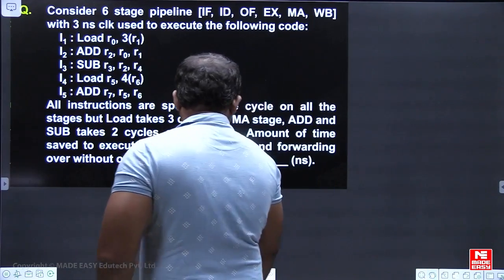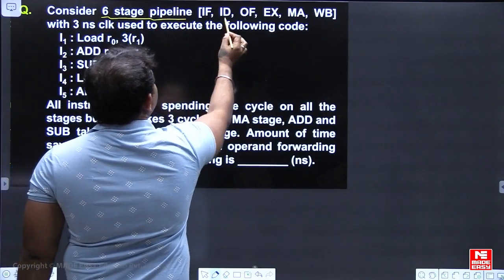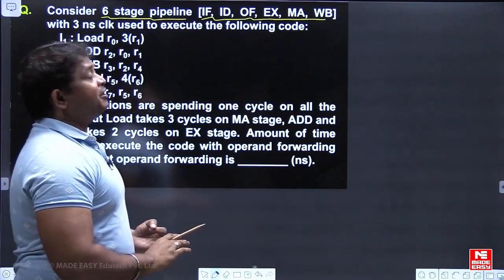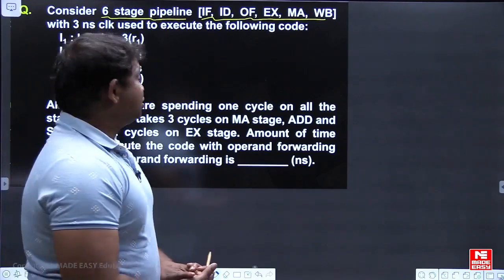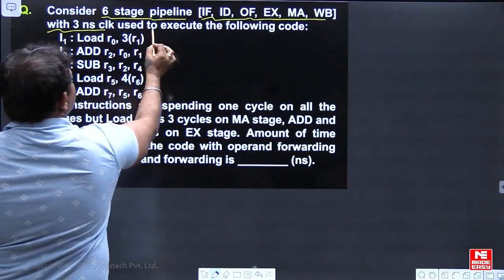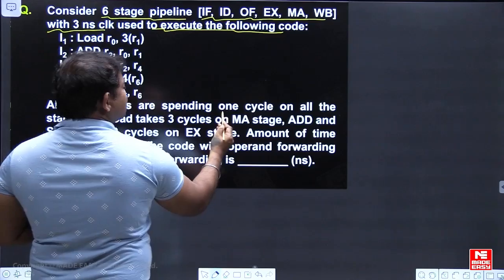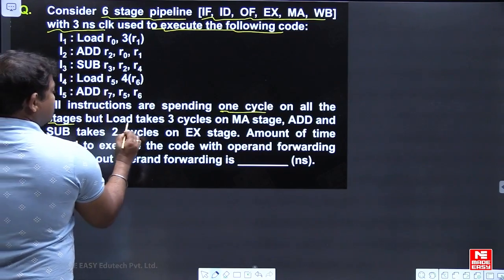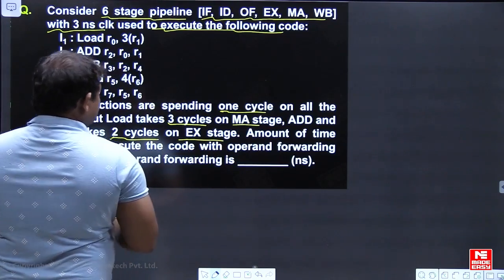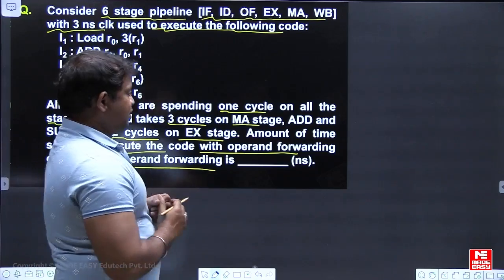Consider a 6-stage pipeline. Clearly they have given a 6-stage pipeline: IF, ID, OF, EX, MA, WB. Instruction fetch, instruction decode, operand fetch, execution, memory access, write back. They mentioned a 3 nanosecond clock used to execute the following code. This is the code given. Total 5 instructions are present. All instructions are spending 1 cycle on all stages, but load takes 3 cycles on MA, add and sub take 2 cycles on EX. Amount of time saved to execute the code with operand forwarding over without operand forwarding.